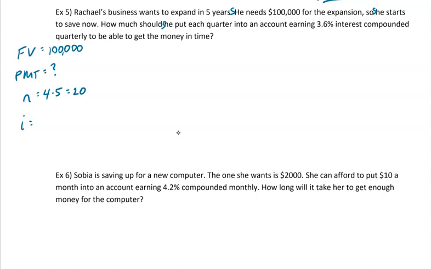And I is going to be the rate, again, as a decimal. So make sure that we're going to write this as 0.036. And then we divide it, again, by the number of compoundings per year. So 0.036 divided by 4, it's going to give us 0.009.